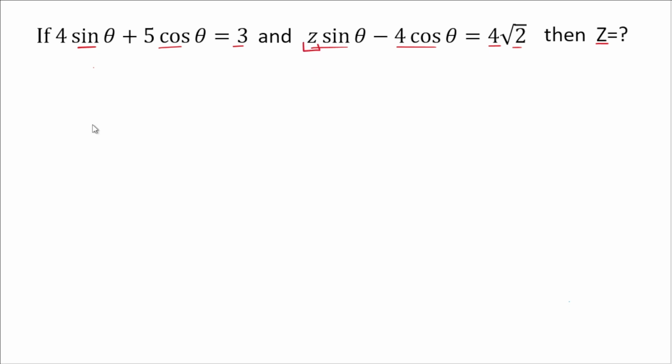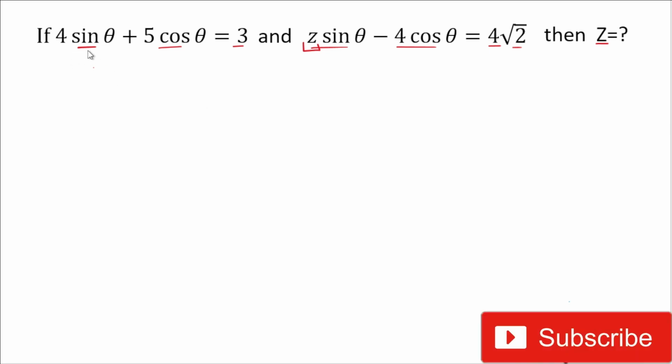So friends, what should our approach be for solving this problem? If you look carefully, we have two identities, sine theta and cos theta, in both the equations. Let us take the first one as equation 1 and the second one as equation 2. Now we can use the formula sine square theta plus cos square theta, whose value is 1. So we'll use this formula in solving this problem.